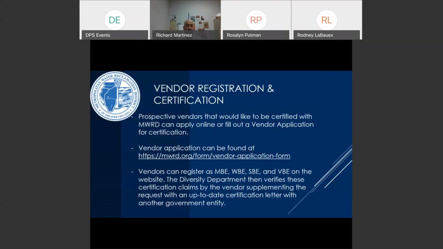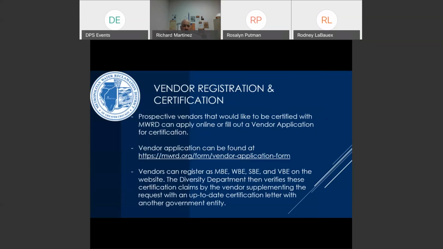And once you have that number, you can submit that number to me in addition with one of your other certifications as a minority-owned business, a women-owned business, or a veteran-owned business. And what we'll do then, here in the diversity section, is give you a 1-year certification at face value, and we'll send you a letter for that.